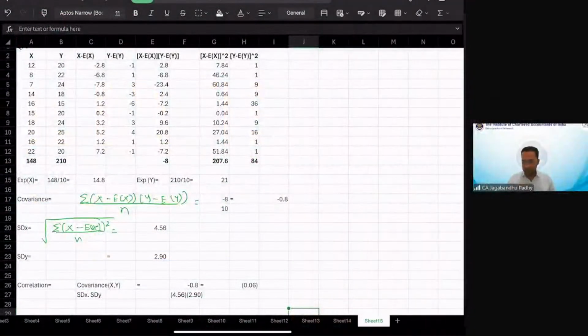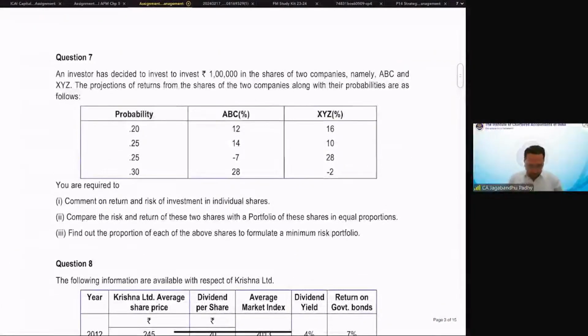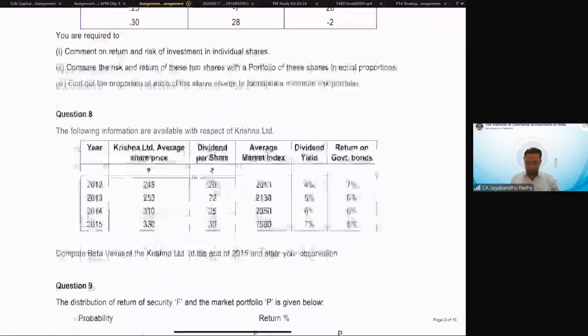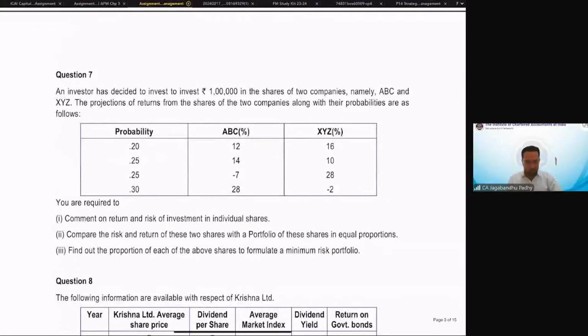We have done question 6 now. Then we have to look at question number 7.